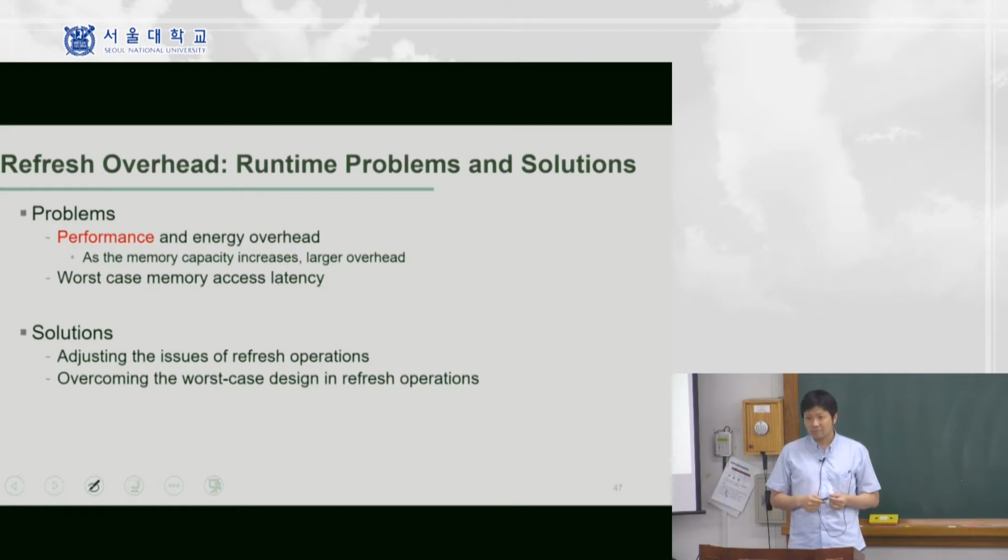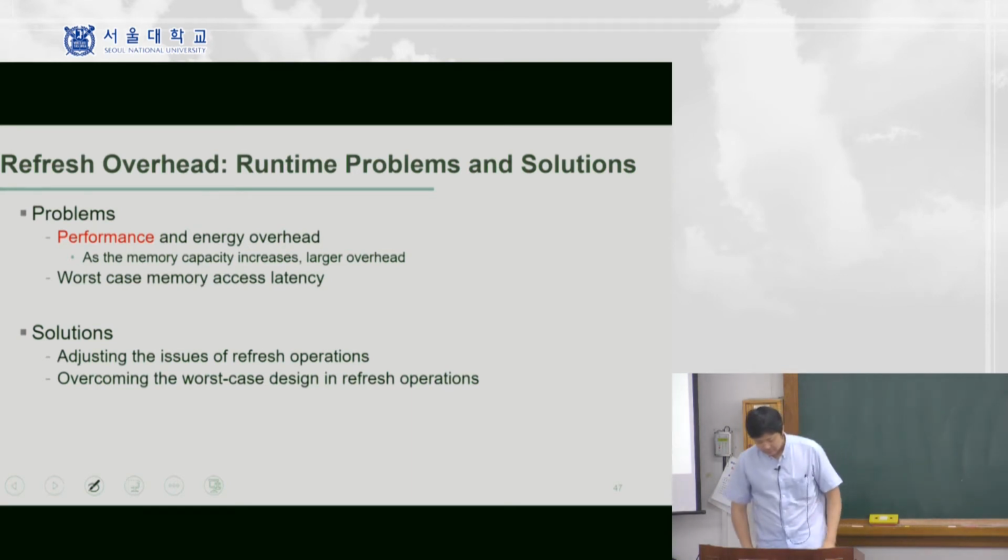real-time systems. Maybe a self-driving car tries to make a decision within a certain millisecond or microsecond range. Then if this DRAM is blocked, it's trouble, right? So there are problems and solutions, and there are a bunch of solutions I'm going to go over in the next few slides. So stay tuned.